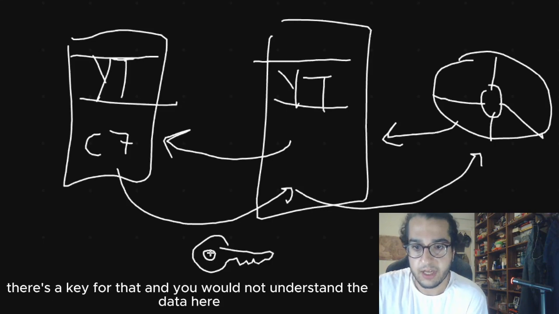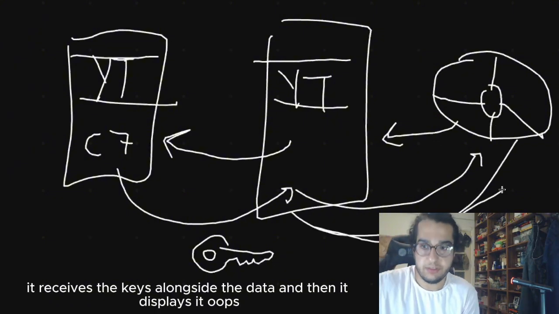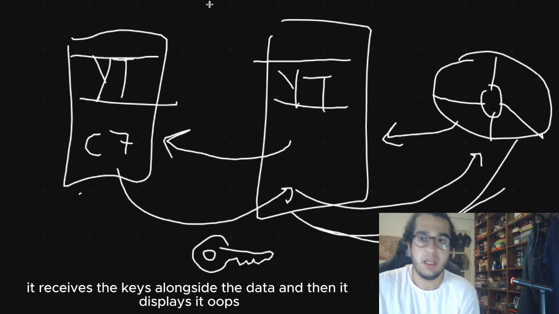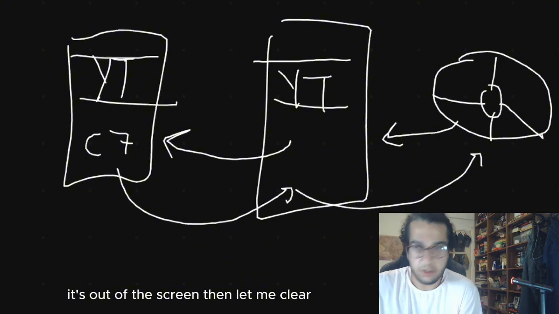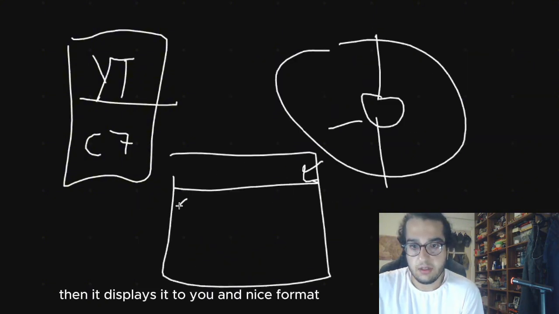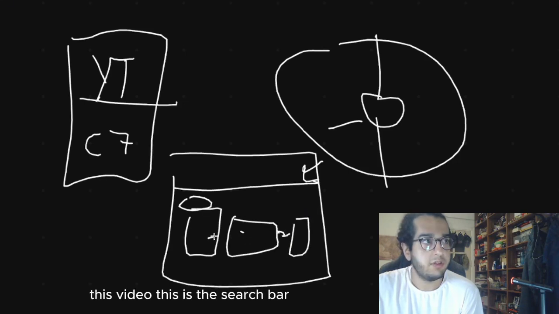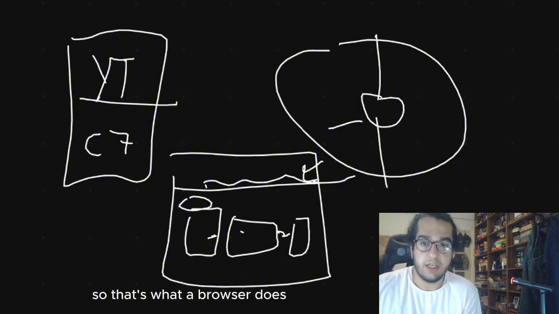There's a key for that, and you would not understand the data here. So what happens is your browser handles that. It receives the keys alongside the data and then it displays it. Oops, it's out of the screen. Let me clear it. Then it displays it to you in a nice format. This is a video, this is the search bar. So that's what your browser does.